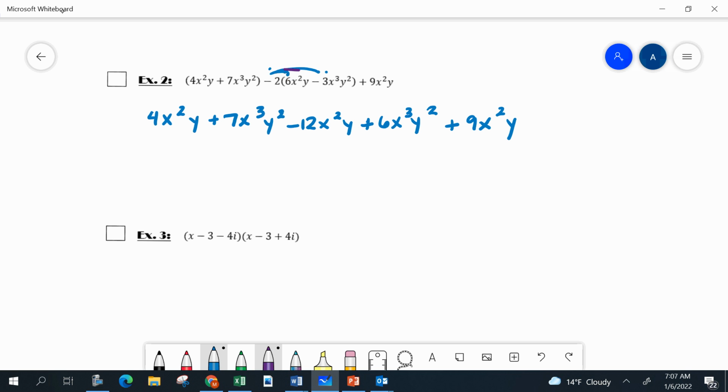So the purpose for this example is understanding that polynomials can have more than one variable, but the key is that all the exponents of the variables are whole numbers. So let's see if we can identify what would be like terms. Like terms have the exact same variables to the exact same powers.